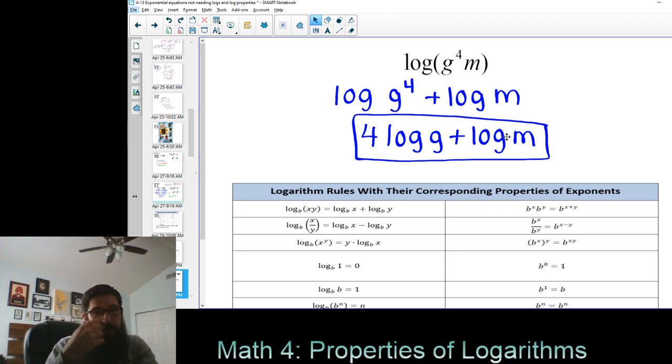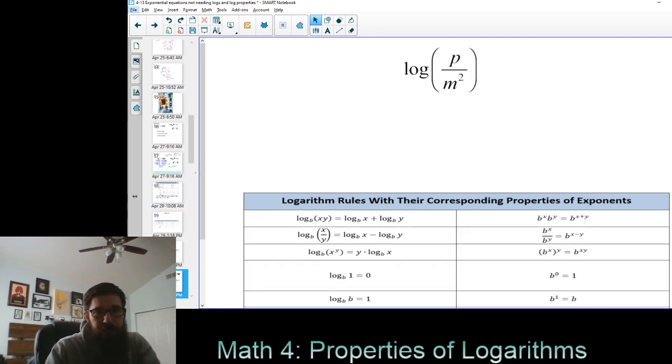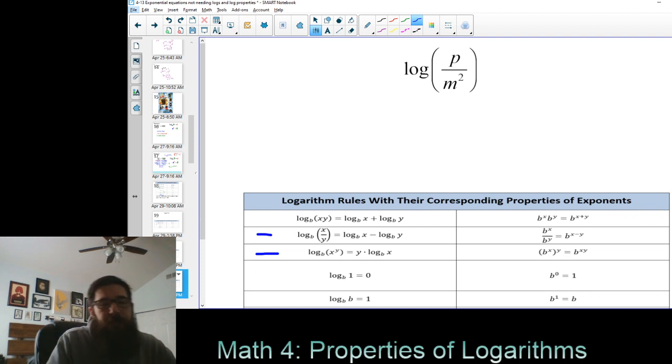I'm always going to say log of, and sometimes you'll hear me explicitly state the base. If there's not a number written, it is a 10. That's one of those numbers of math that we're not going to write very often. What am I going to do for log of p divided by m squared? Which properties on here do you think we're going to use?